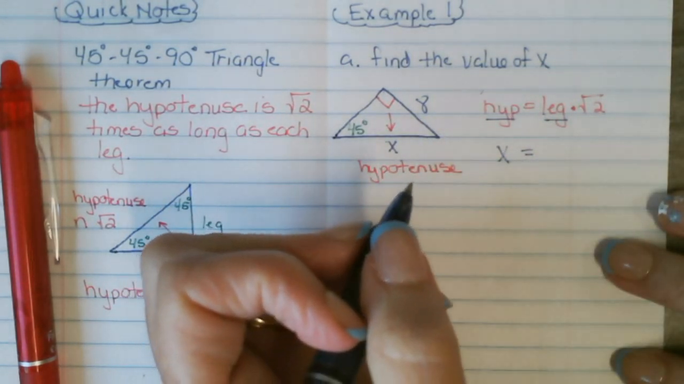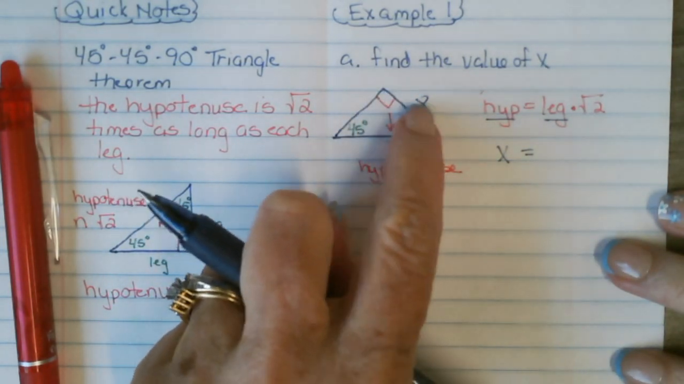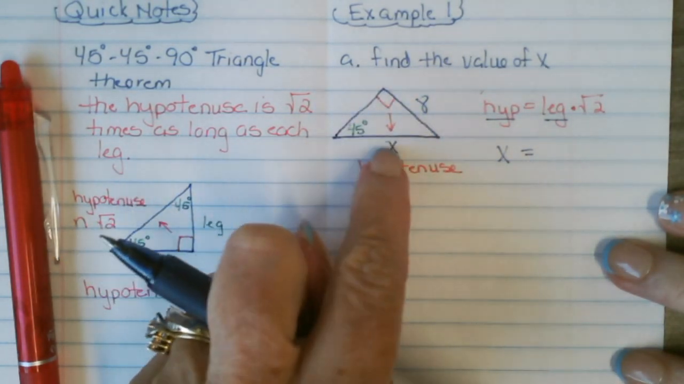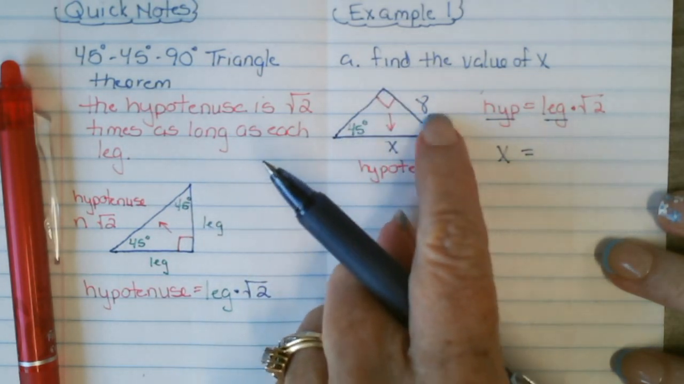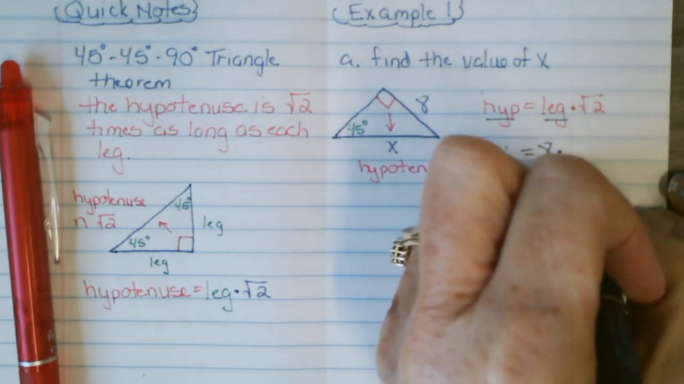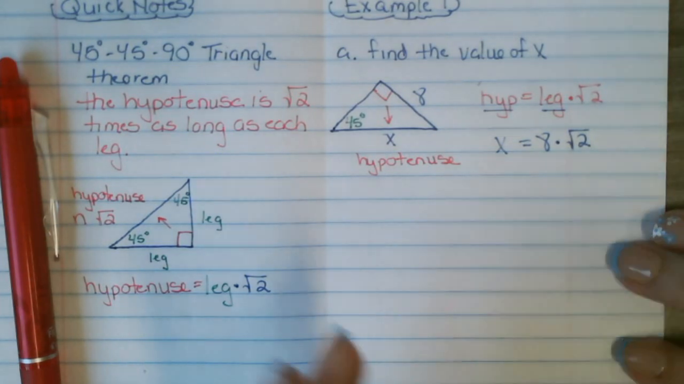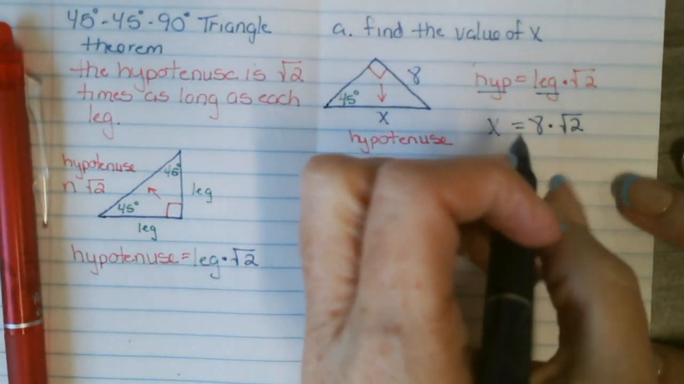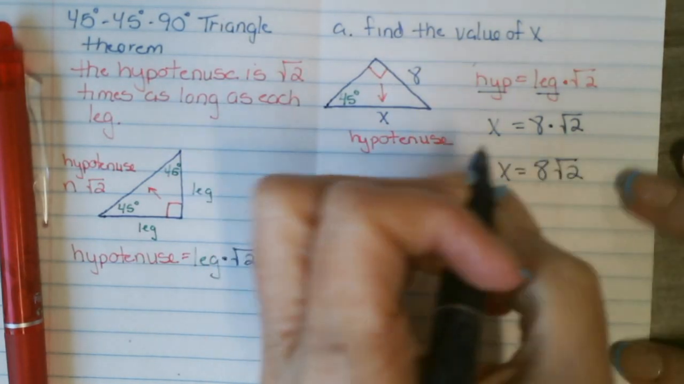Okay? And then it says leg. Well, the only leg we have is this, because both of these are labeled legs. And remember, we were looking at 45. This is across from it. This is our 8. So it's going to be 8 times the square root of 2. So our answer is just going to be x equals 8 square root of 2.